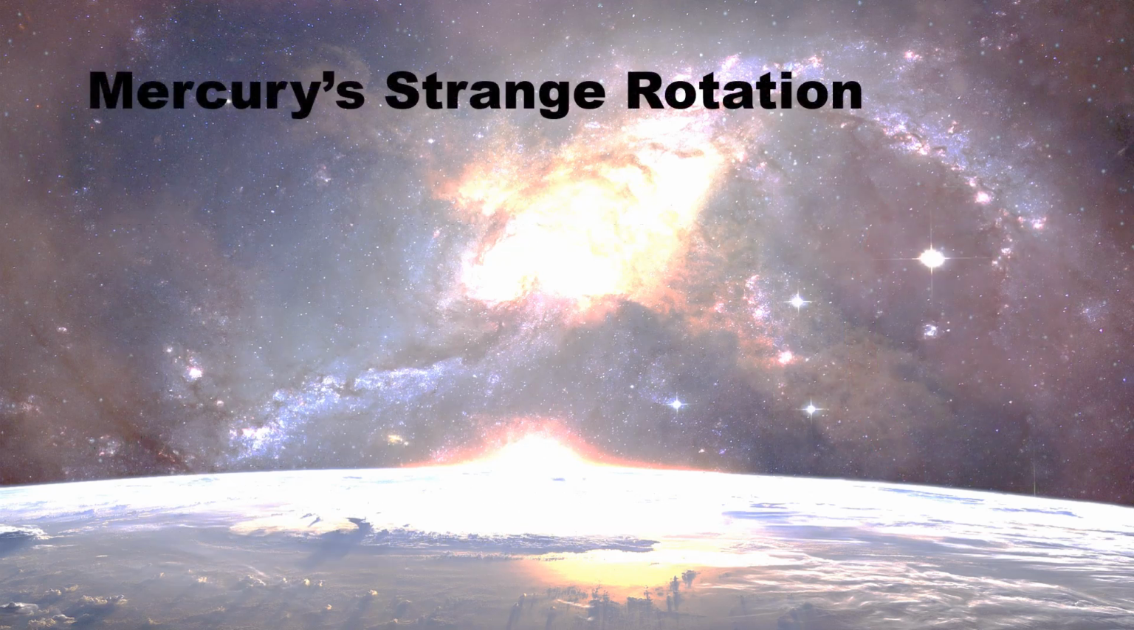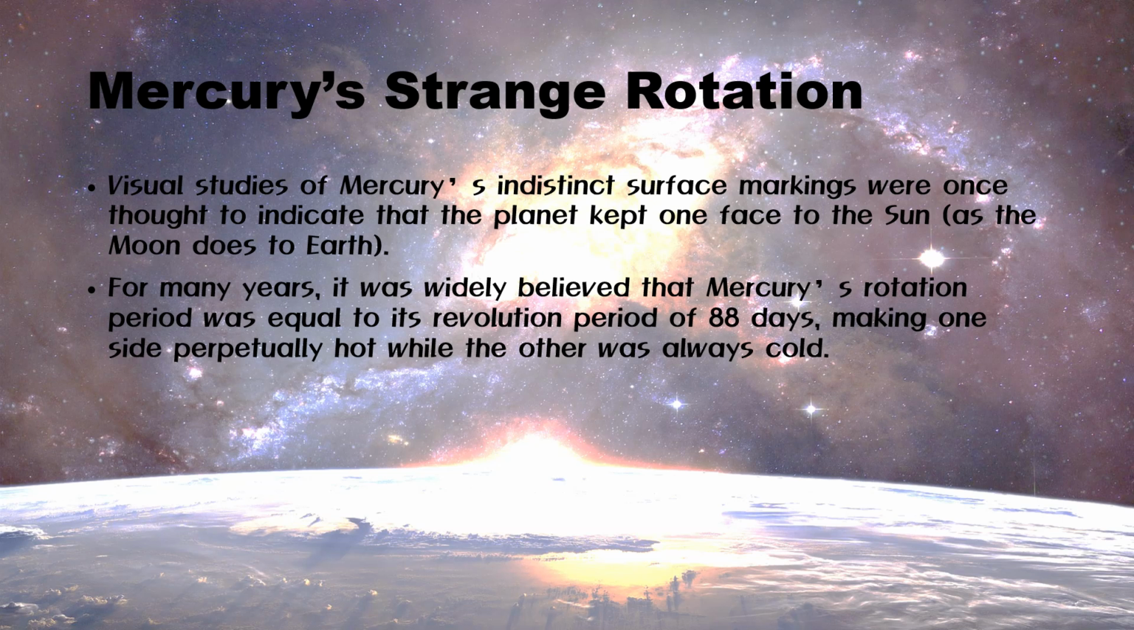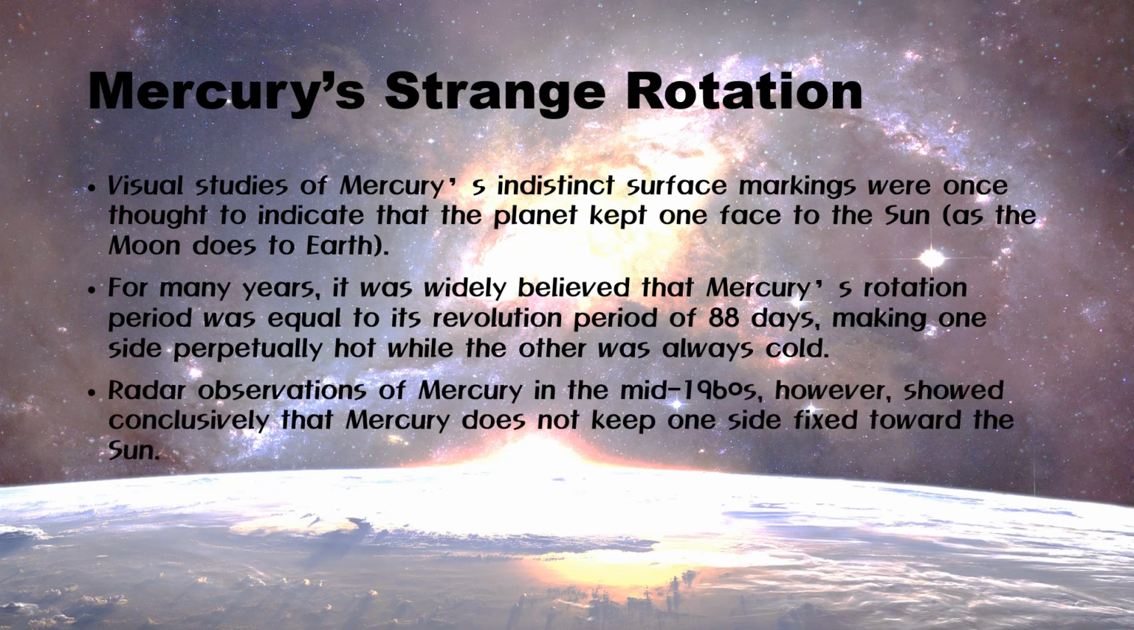Now, Mercury does have a strange rotation to it. Visual studies of Mercury's indistinct surface markings were once thought to indicate that the planet kept one face to the Sun, much as the Moon does to Earth. It's tidally locked. Now, for many years, it was widely believed that Mercury's rotation period was equal to its revolution period of 88 days, making one side perpetually hot while the other side was always cold.